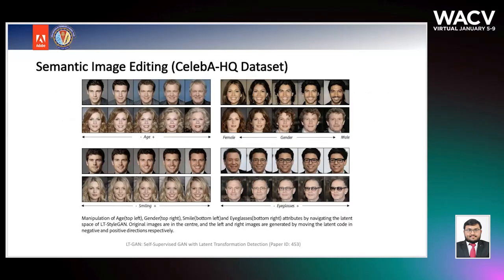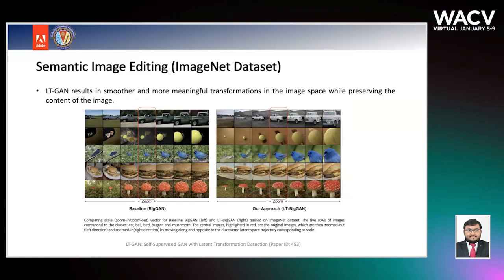Here are some of the qualitative results for LT StyleGAN. Now we present results for semantic image editing on the ImageNet dataset. The figure is divided into two halves. The left half represents the interpolation result for baseline BigGAN, and the right half represents the interpolation result for LT BigGAN. We use 5 ImageNet classes: car, ball, bird, mushroom and burger, and the images shown in the center, highlighted in red, are the original images, and then we show the zoomed out and the zoomed in versions on the left and right of the original image respectively. As shown in the figure, LT-GAN results in smoother and more meaningful transformations in the image space while preserving the content of the image and avoiding distortions at the extremes.